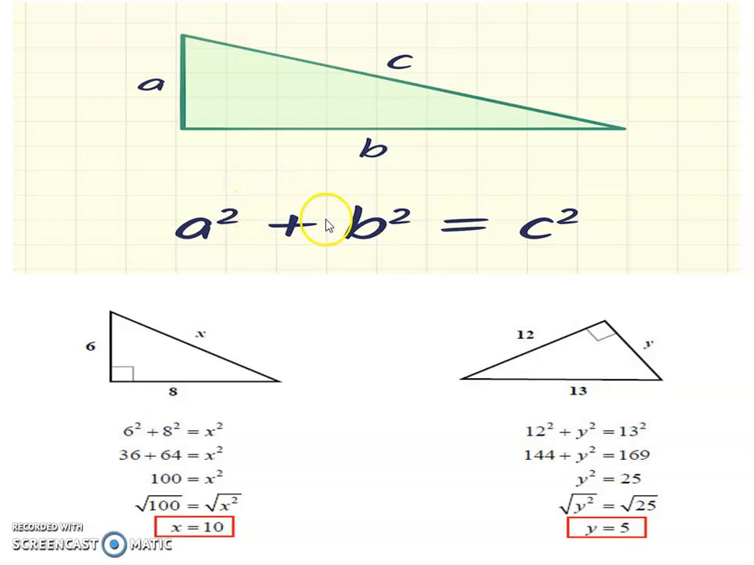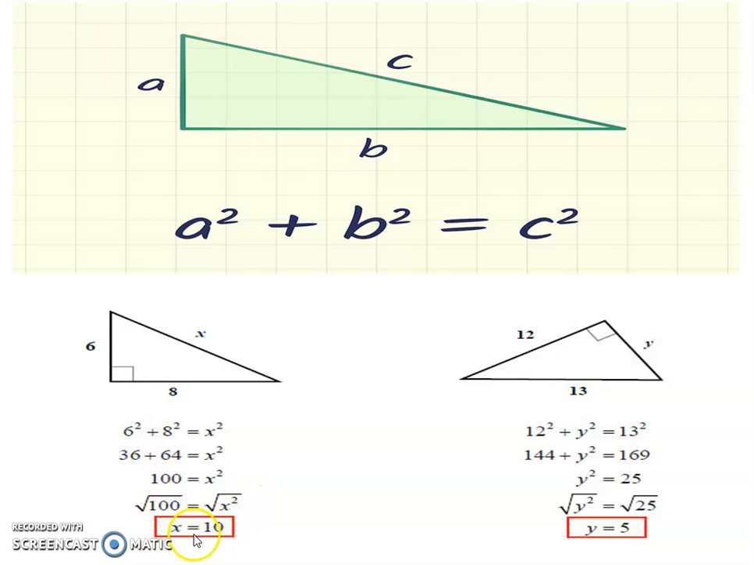So the Pythagoras theorem is a square plus b square is equal to c square. Suppose in this diagram side 1 is 6, side 2 is 8 and hypotenuse is x. So 6 square plus 8 square is equal to x square. 6 square is 36, 8 square is 64 and x square remains the same. 36 plus 64 is equal to 100. So x square is equal to 100. Taking the square root of both sides, the square root of 100 is 10.